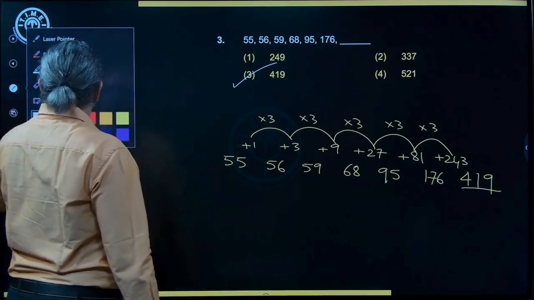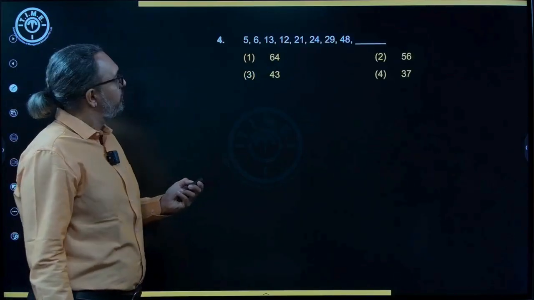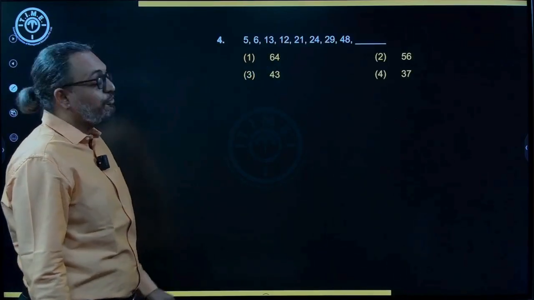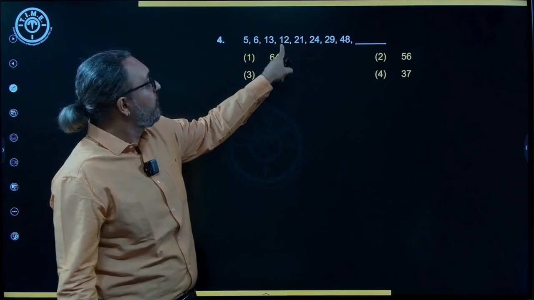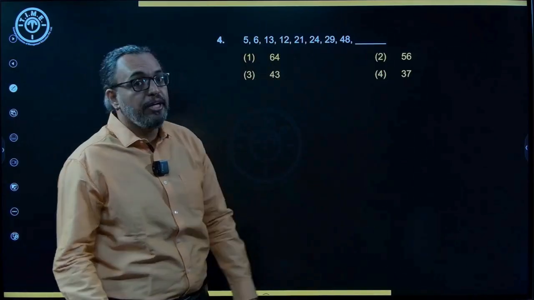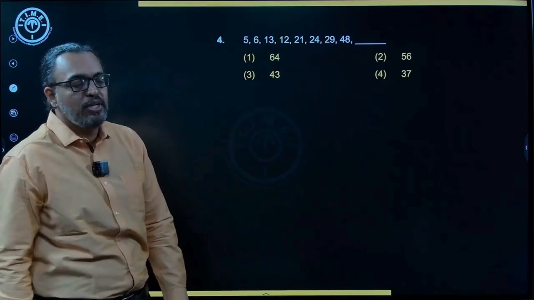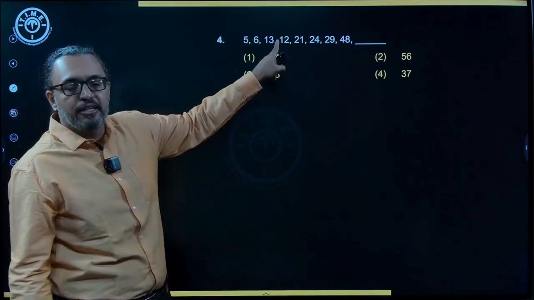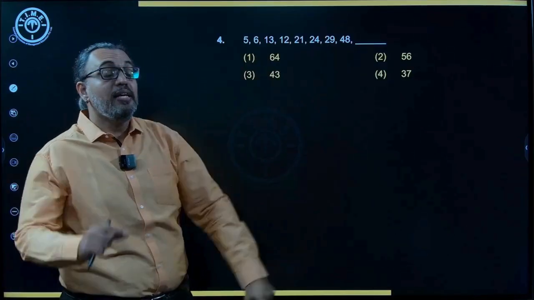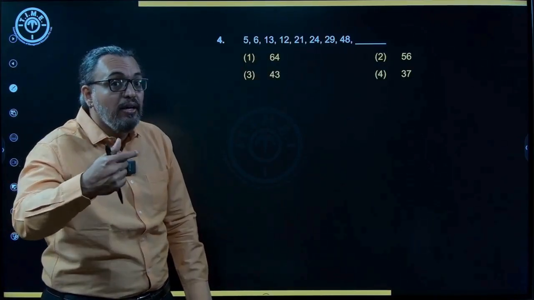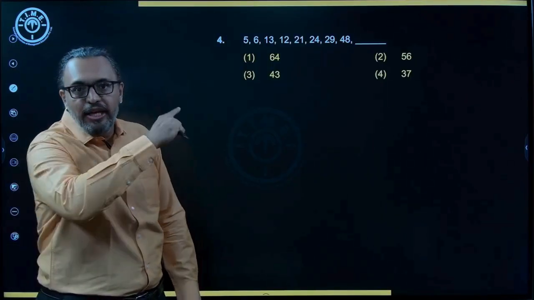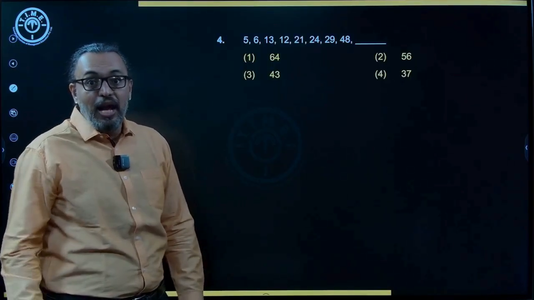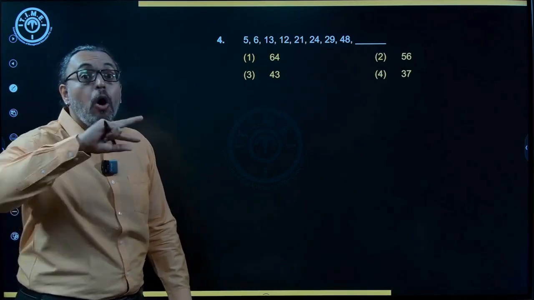Right. Then next. Now the next one again, if you check, we have 5, 6, 13, then suddenly dropping to 12, then 21, 24, 29, 48. So I cannot take consecutive numbers because 5, 6, 13 increasing, then suddenly decreasing, then suddenly increasing. So these are the hints or the pattern that you need to focus on. Now I cannot take it as consecutive series. I have to again try to look at it as alternate.